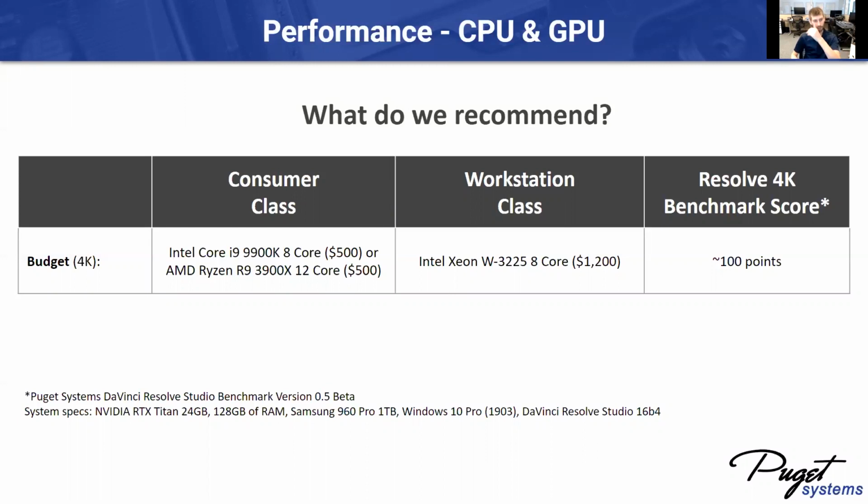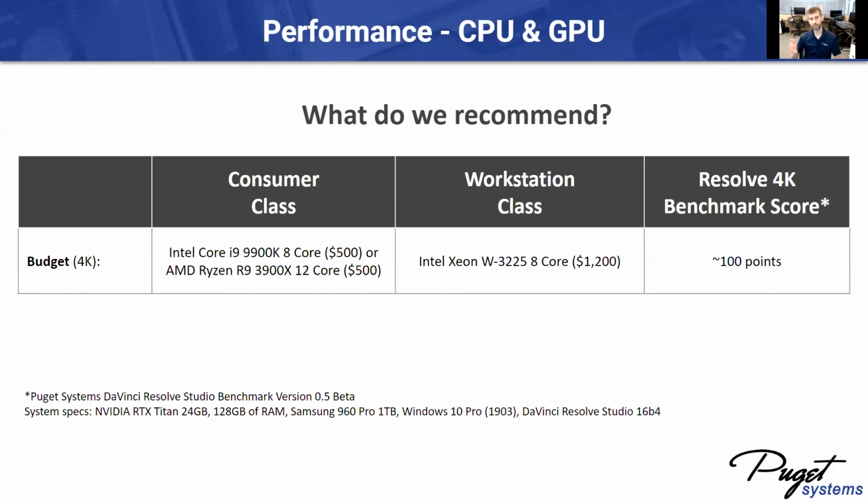But if you're doing 4K work, consumer class stuff would be the 9900K or the 3900X from AMD. Performance between those two is relatively similar. The AMD is a bit faster for most stuff. The Intel can be a bit faster if you use a lot of OpenFX or noise reduction. It can be a little bit faster, or at least really close.